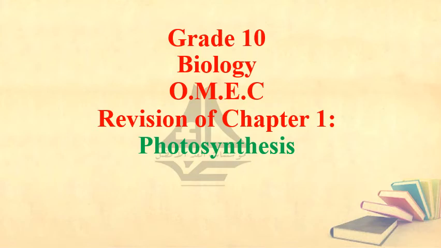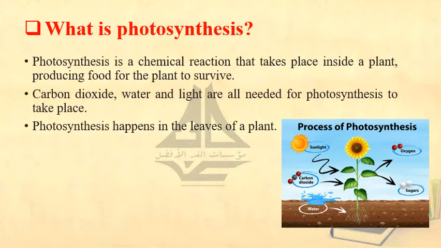Hi everyone. Today we are going to make a quick revision for all the activities that we have studied in chapter 1 concerning photosynthesis. So as a definition, if I ask you to define photosynthesis, what is photosynthesis? Photosynthesis is a chemical reaction that takes place inside a plant in order to produce its food to be able to survive.